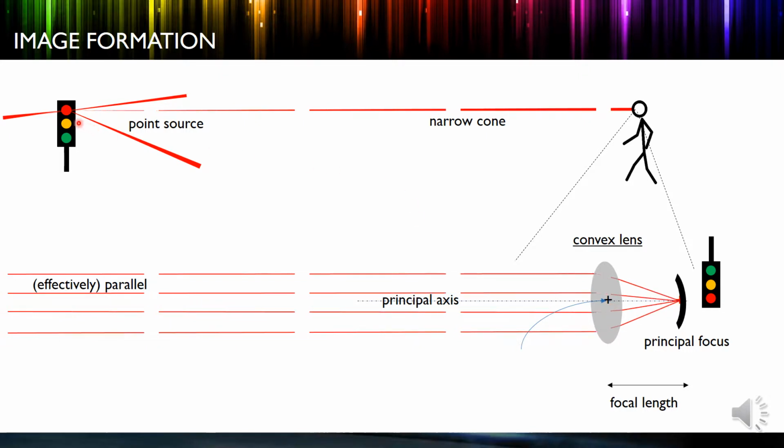So light goes off in all directions, it's completely chaotic, and the lens brings it all back into order and brings all the light that started from one point back into the same point, and therefore the retina and the brain can make sense of what it's seeing.